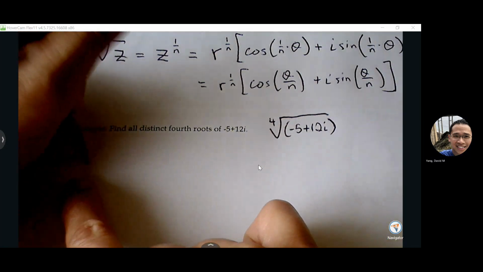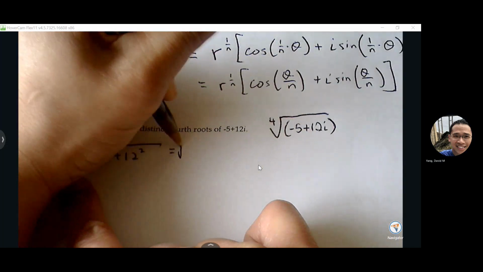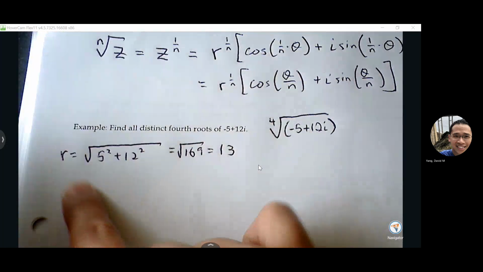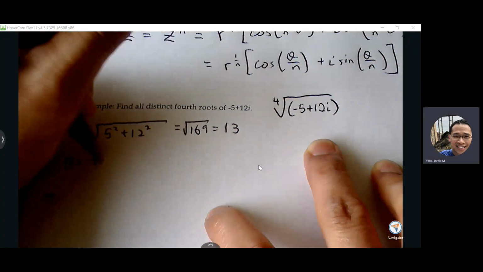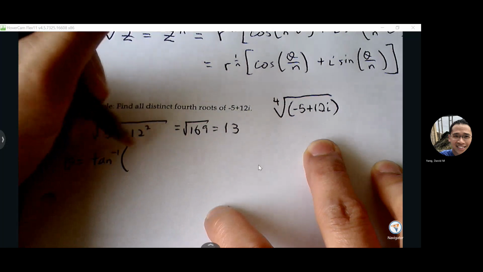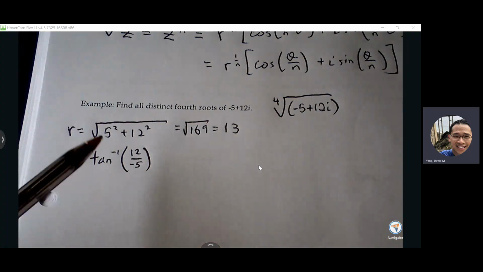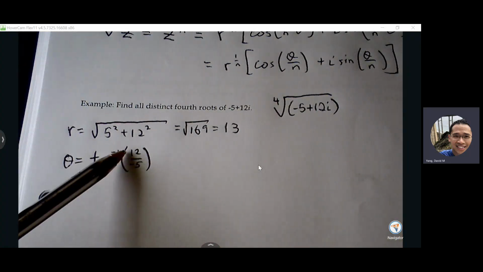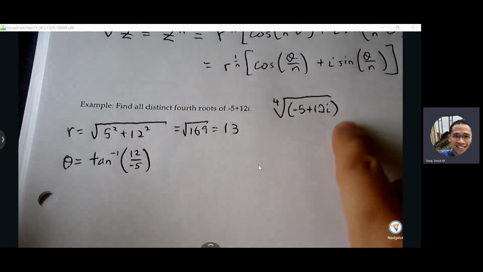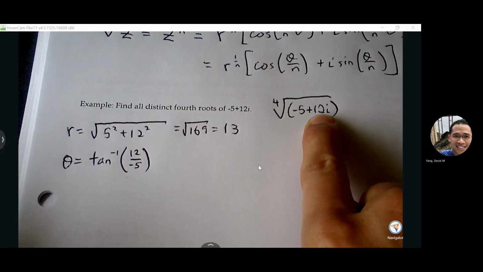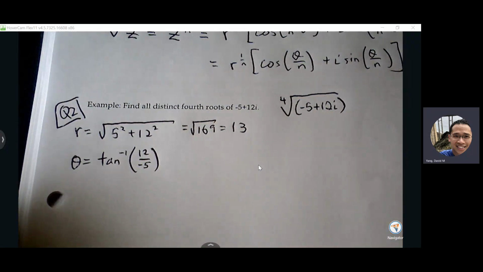My radius is like Pythagorean theorem, square root of a squared plus b squared. Theta is inverse tangent of 12 over negative 5. Now bear with me here. I know this is not a unit circle value. Let's use our calculator for now, but on the test, it'll be a degree measure that is easy to find on the unit circle. Okay. But which quadrant are we in here? Second quadrant. Okay. So right now, let's just revert to our calculator because this is not going to be a unit circle value.